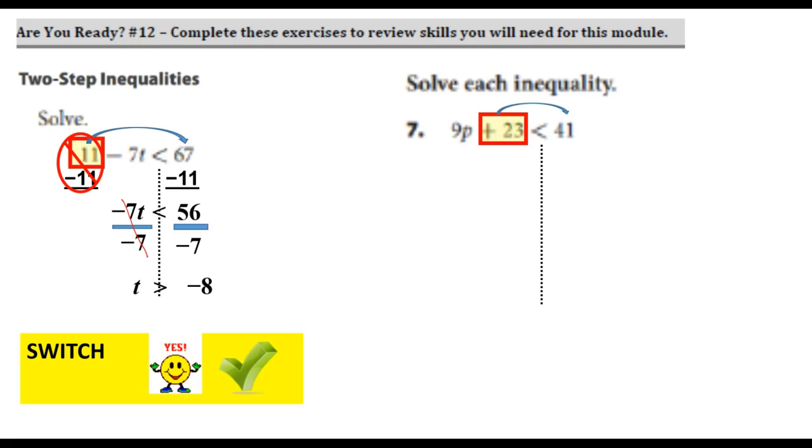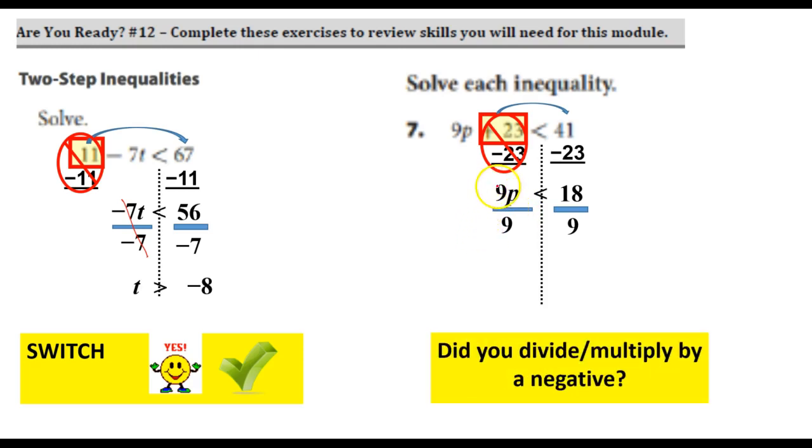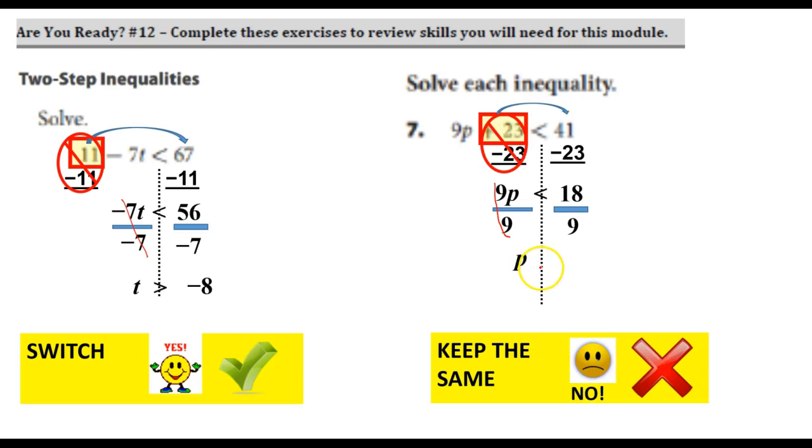All right, let's go along to the next one that they ask us to do on our own. So the opposite of a positive 23 would be negative 23. The next thing we'll do is 41 take away 23, which is 18. And the opposite of multiplying would be dividing. So we'll go ahead and do that. And again, the 9s will cancel out. And did we divide by a negative? No. So that means P will be less than, so we're going to keep that symbol the same, less than 18 divided by 9, which would be 2.